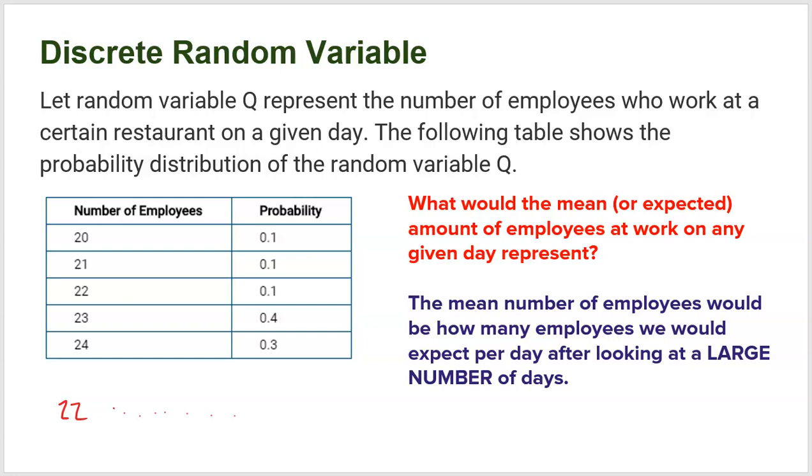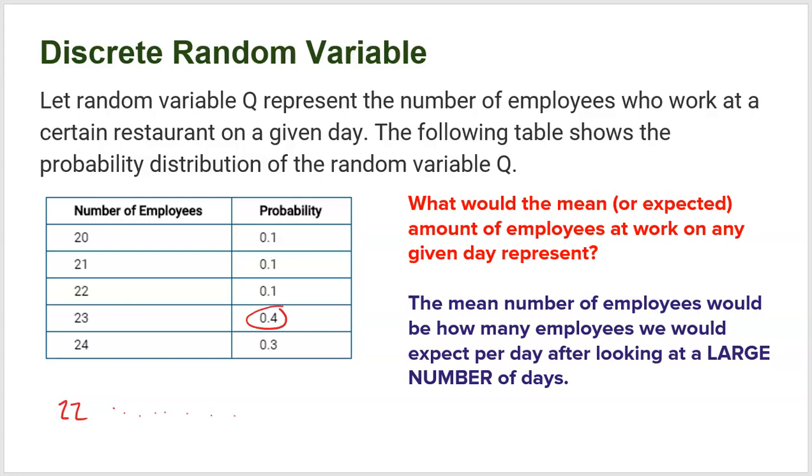Now listen, what's going to happen is most days there will be 23 people working. Why? Because that's most common. 23 or 24, probably what's going to happen the most. But there will occasionally be a day with 20, 21, 22 people working. So again, the mean of many, many days would be the mean number of employees that we would expect to see over a large number of days.